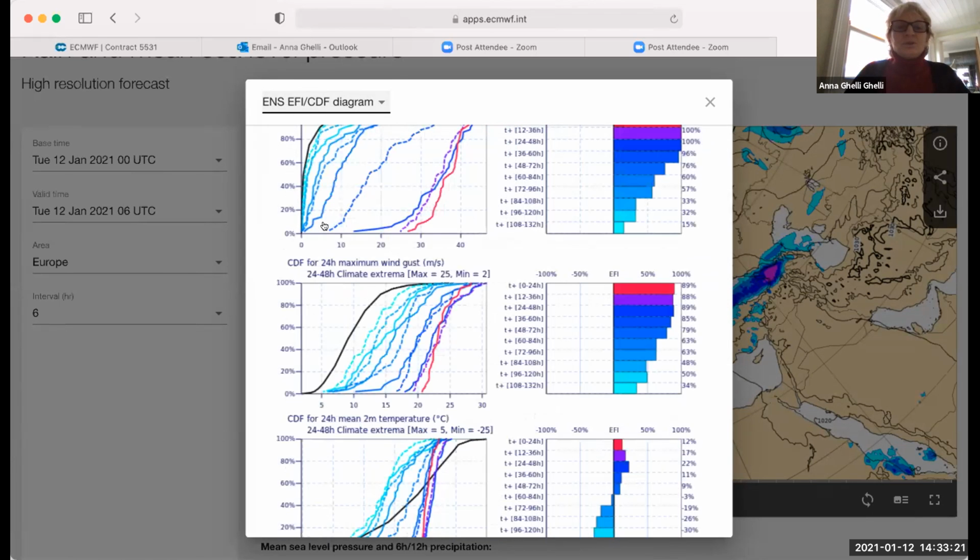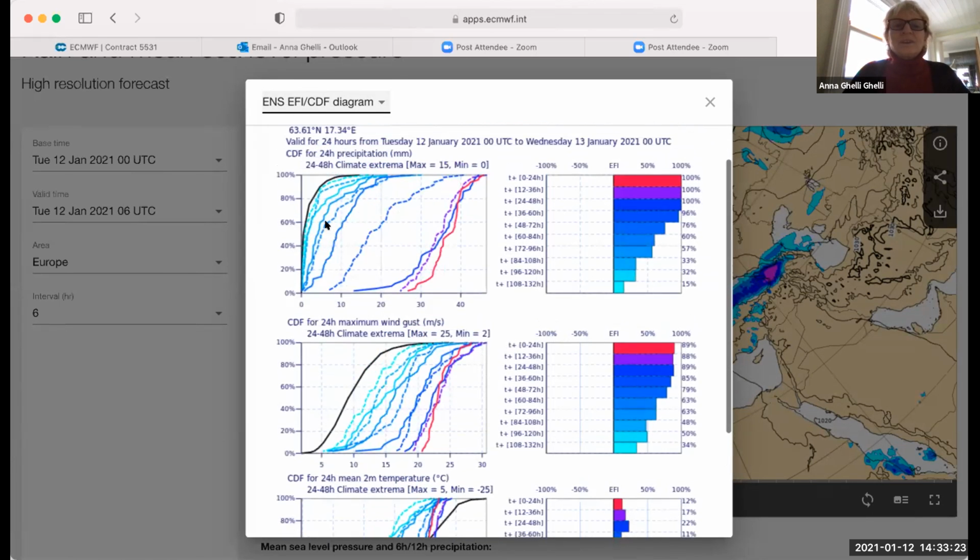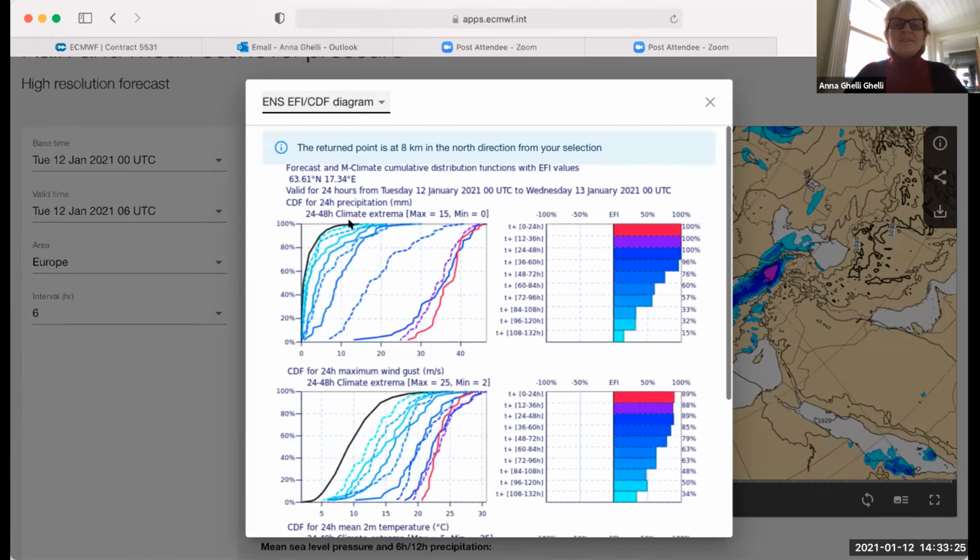This is like a demo, so hopefully everything works. Okay, and here we have how we then link EFI to CDF. So here we have now the CDF for 24-hour precipitation, yeah?